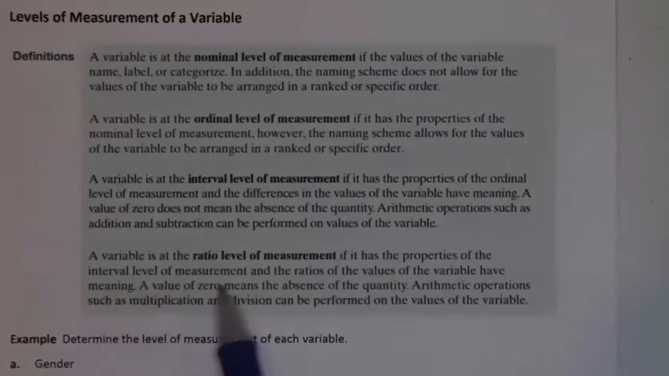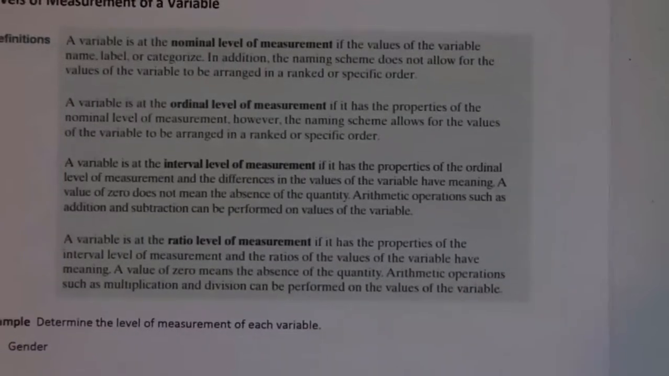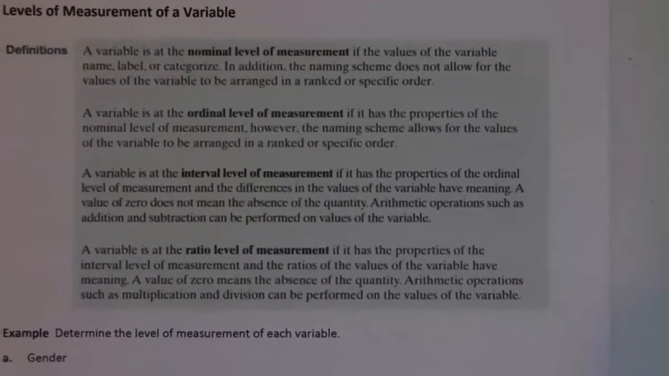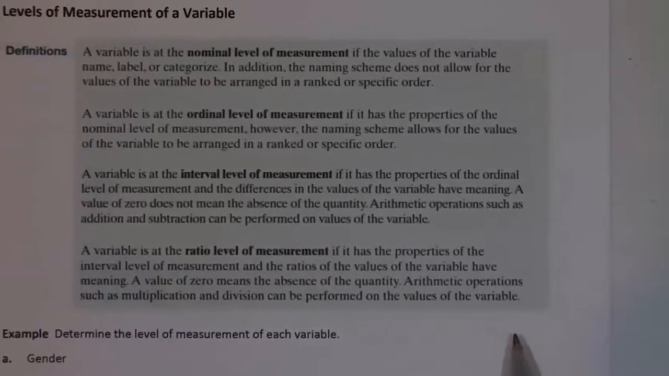Now the ratio level of measurement has the properties of the interval level of measurement, and the ratios of the values of the variables have meaning. Again, in other words, multiples have meanings. The value of 0 means the absence of the quantity. Arithmetic operations such as multiplication and division can be performed on values of the variable.